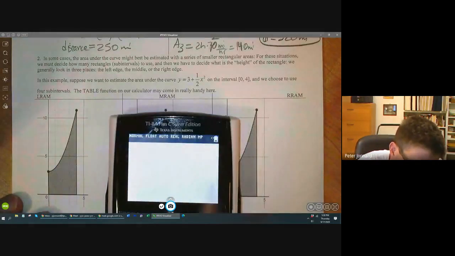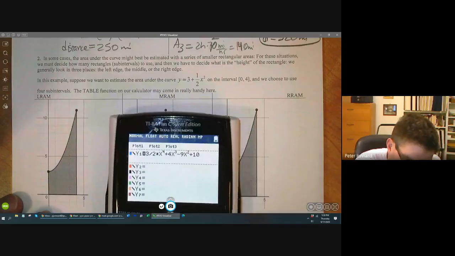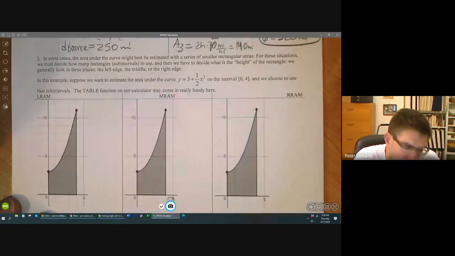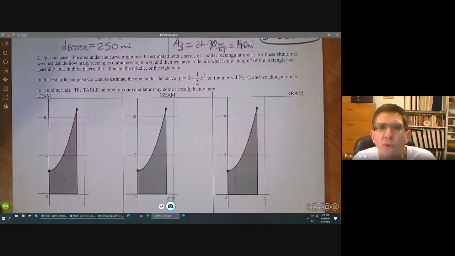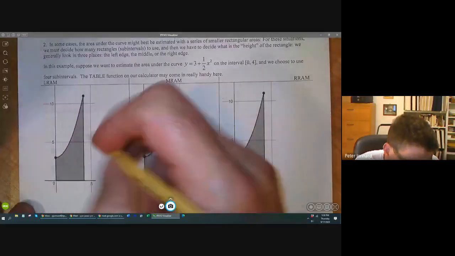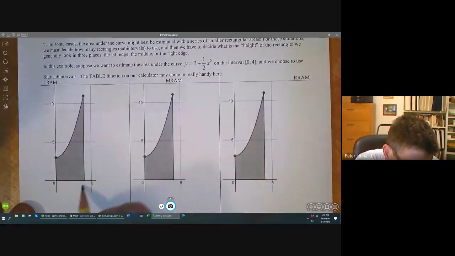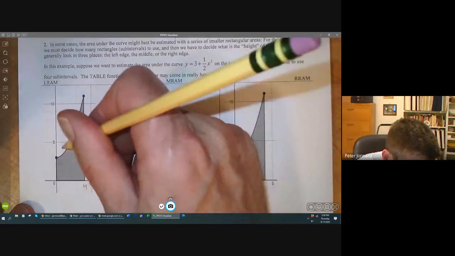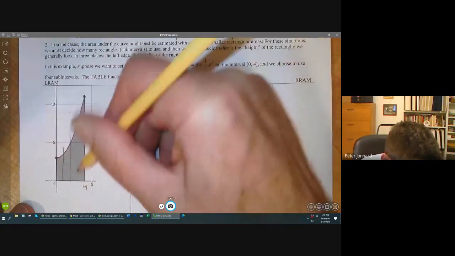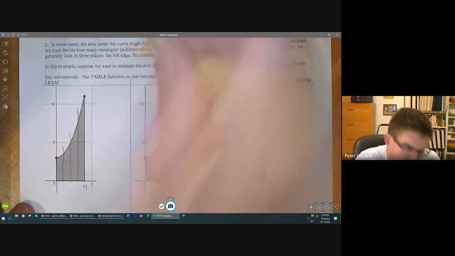Let's type that in. Y equals, clear. Let's type in 3 plus 1/2 x squared, right? And there it is. All righty. So we have 4 ways to do it. The left edge. What we're going to do here is divide this, which goes from 0 to 4, into 4 rectangles. So we're going to go like this: 1, 2, and then 3 and 4.